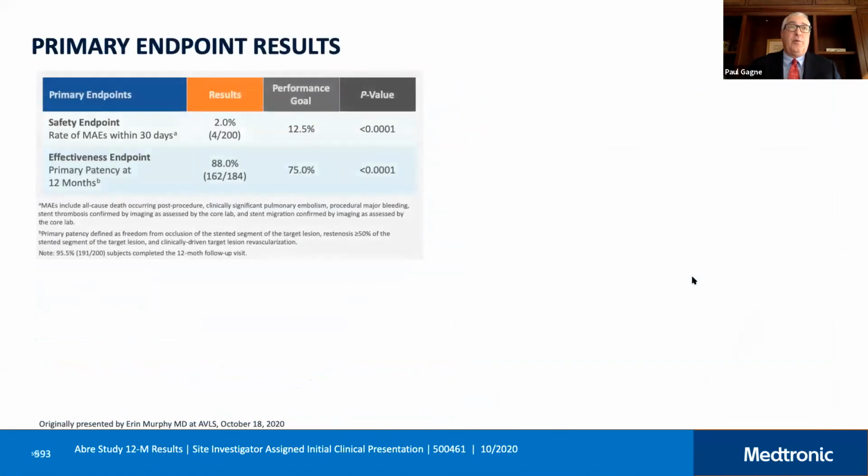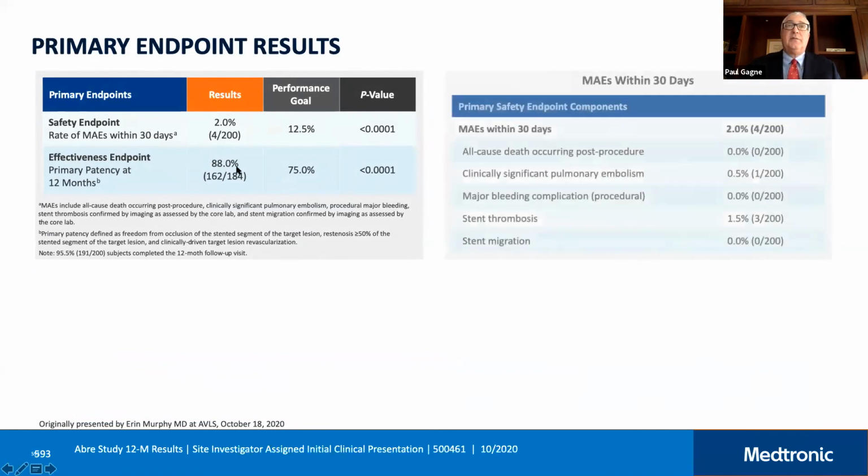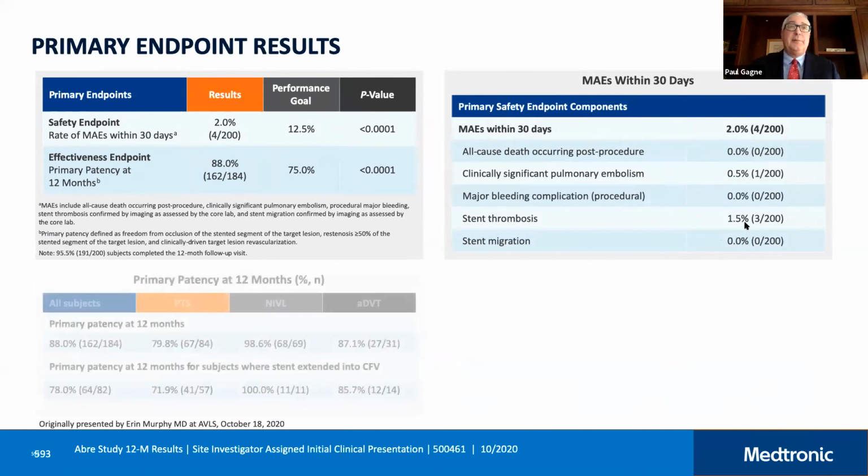The primary endpoint, the safety, had major adverse events in 2% of the patients, and primary patency at 1 year at 88%. When you look at the major adverse events, there was some stent thrombosis, not surprisingly in the patient cohort being studied, which was fairly low at 1.5%.